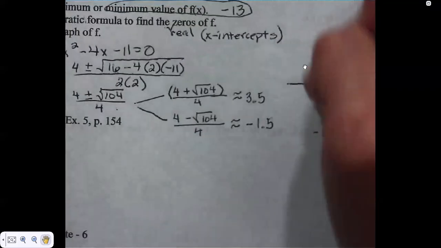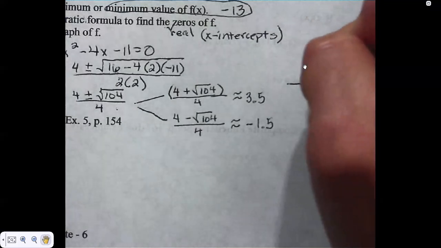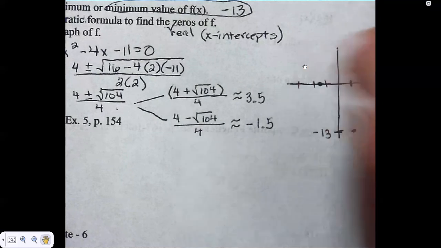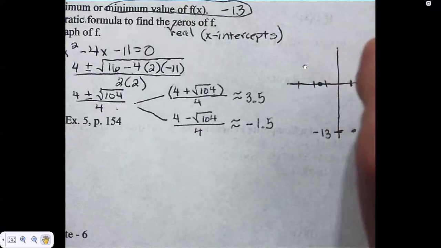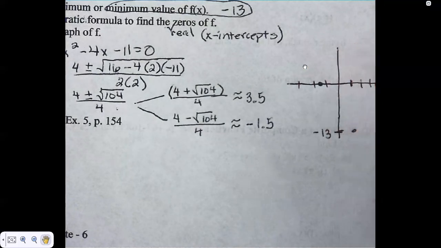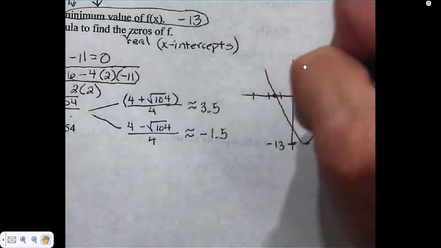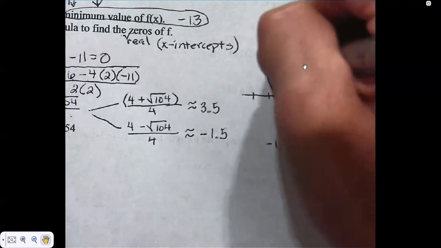And then over here somewhere, negative 1.5. And over here, 3.5. And that's a pretty precise graph of that parabola.